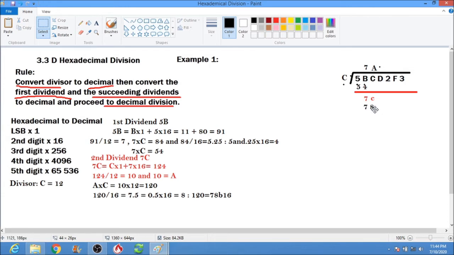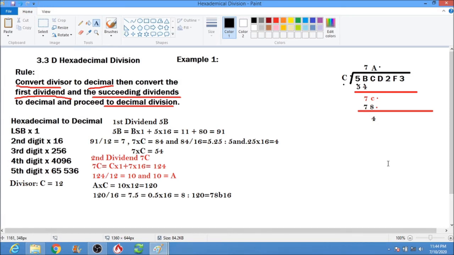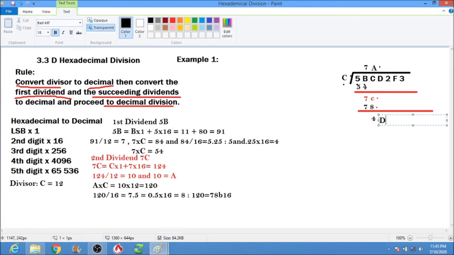Then subtraction. We have C minus 8, so C minus 8 is 4, or 12 minus 8 is 4. So write 4. The next, bring down D.